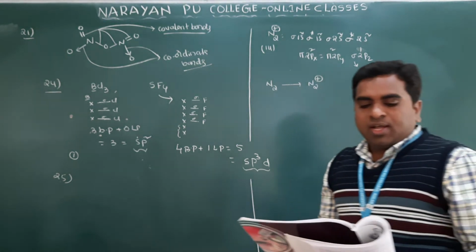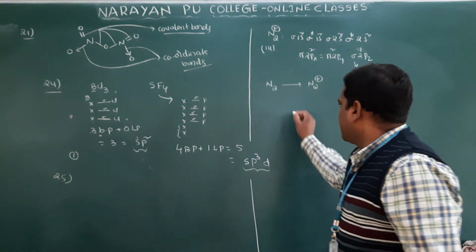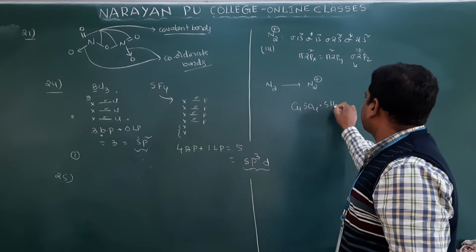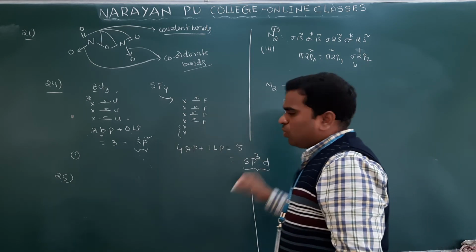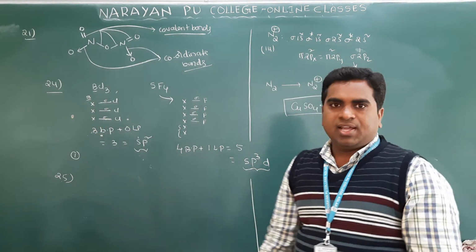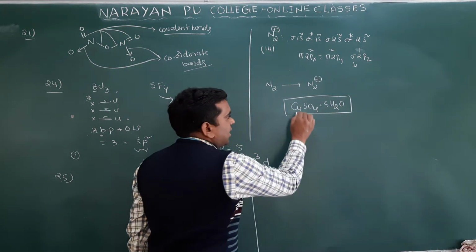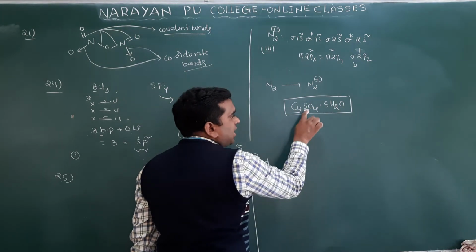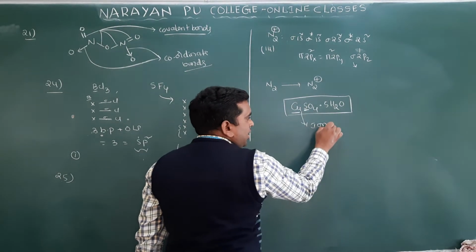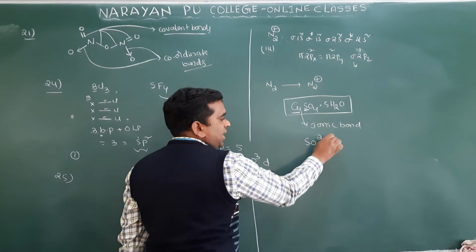Clear? So next one. The type of bond present in CuSO4·5H2O. We will consider this a complex compound or coordination compound. In the second year we will study coordination compounds. But simply, here there is copper and sulfur. Copper is a metal, sulfur is a non-metal. A bond between a metal and a non-metal should be which one? Ionic bond.